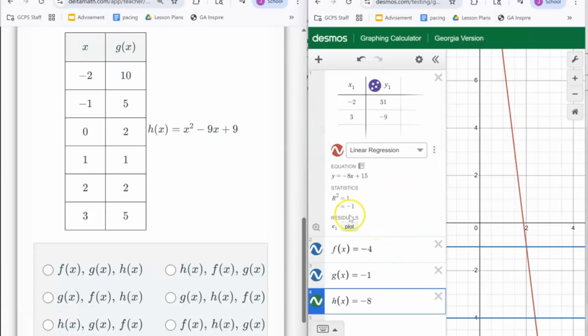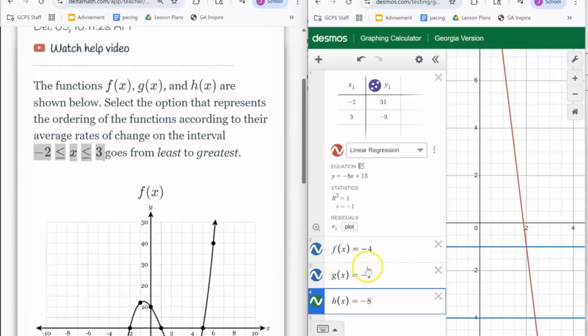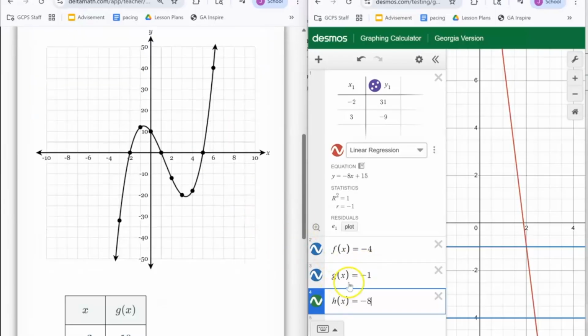Now that I have all 3 of them, I'm going to answer whatever the question is. So the question could be, which one has the fastest rate of change? They don't care the direction it's going. They don't care that it's negative. They just care which number is the biggest without it being negative. So the absolute value. So the fastest rate of change would be h of x.